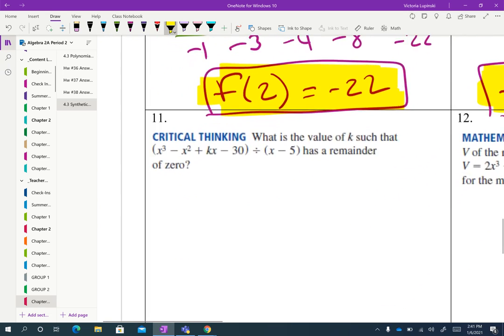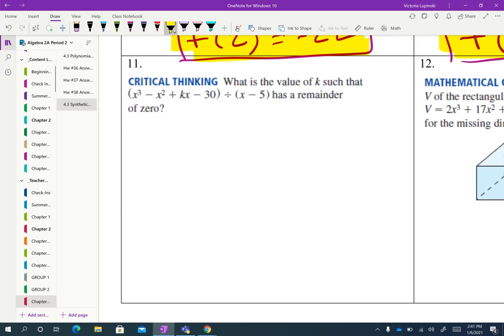We're going to finish up with 2 kind of interesting application questions. So in number 11, what is the value of k that makes the given polynomial divided by x minus 5 have a remainder of 0? So they're basically asking you, what does that coefficient have to be in order for the remainder to be 0? So first of all, you could use synthetic or long division. Because of the fact that this is x minus 5, which is linear, synthetic division is allowed, so I would recommend it.